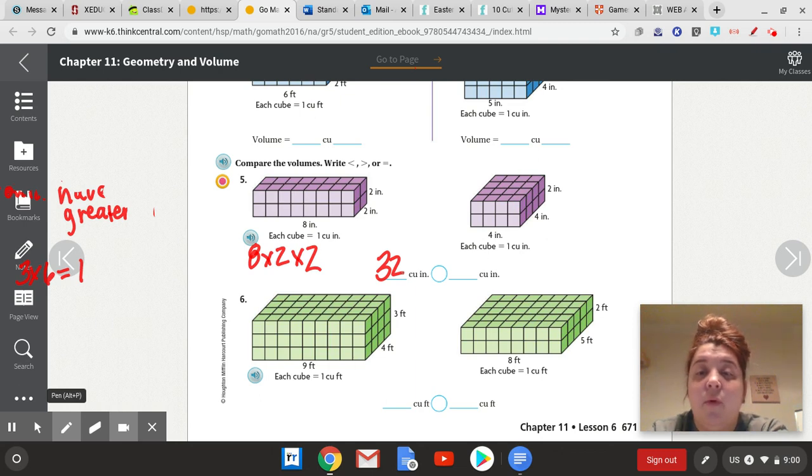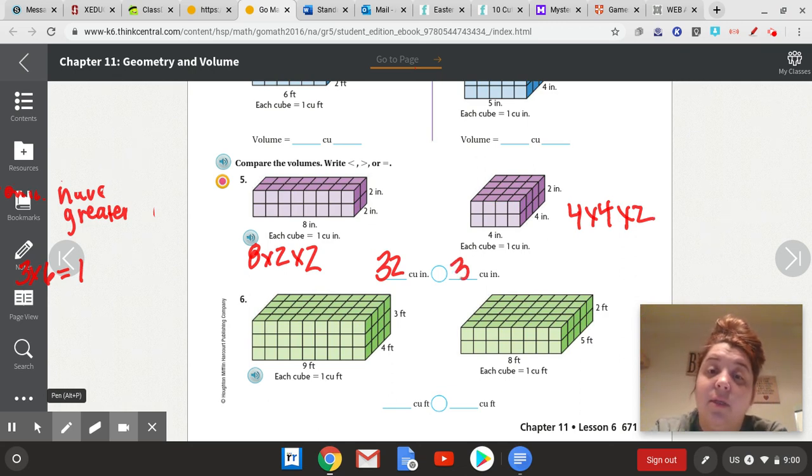And then you have 4 times 4 times 2, so 4 times 4 times 2. Well, 4 times 4 is 16. 16 times 2, that's also 32. So these two have totally different shapes, but they are equivalent as far as volume is concerned. Okay? If you were to actually count up all of these blocks, you would see that each had 32.